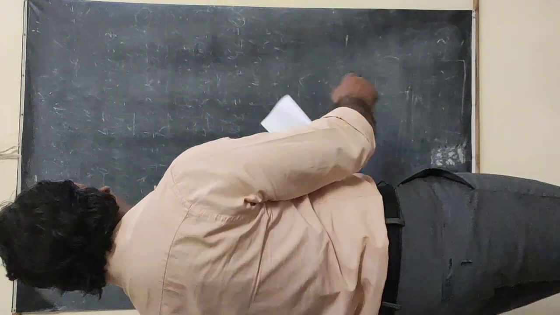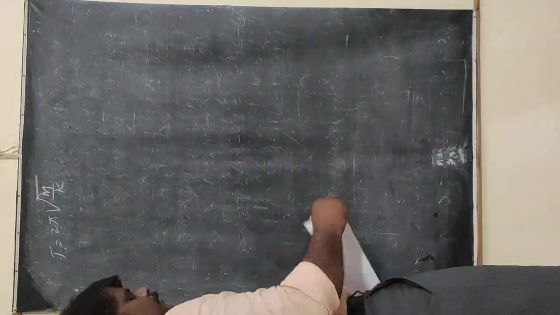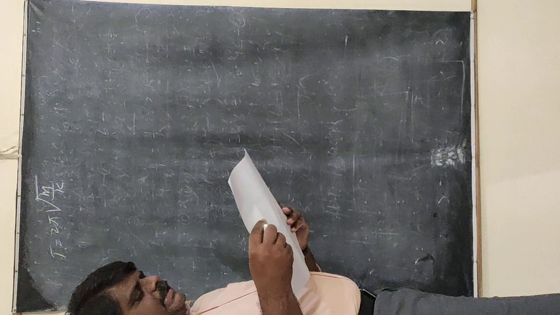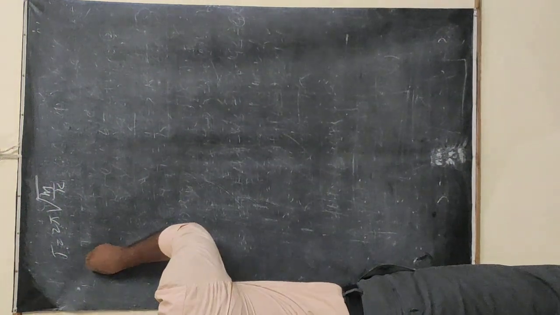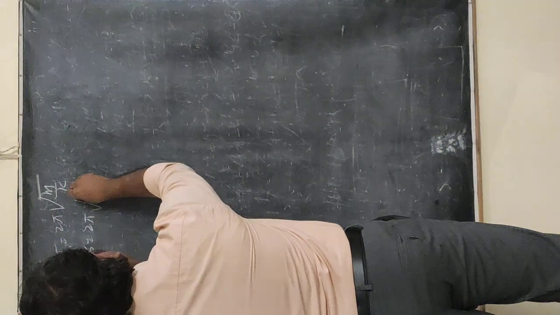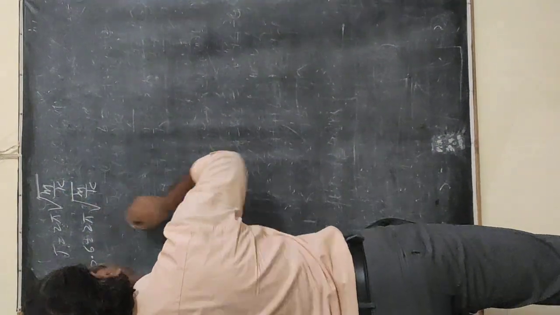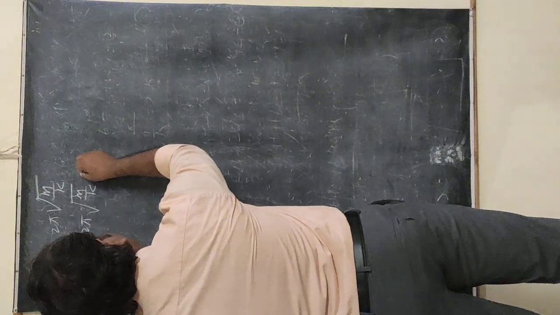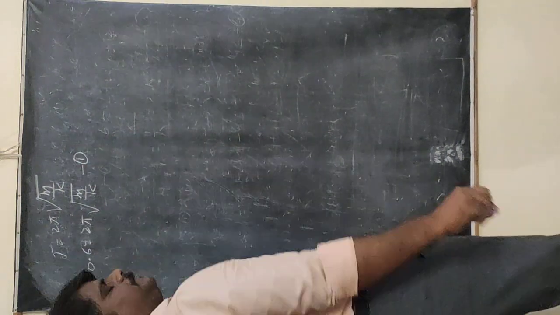Let us find out first. In the first case, how much is the time period given to us? 0.6 seconds. So 0.6 is equal to 2 pi into under root of m by k. This is called equation number 1.